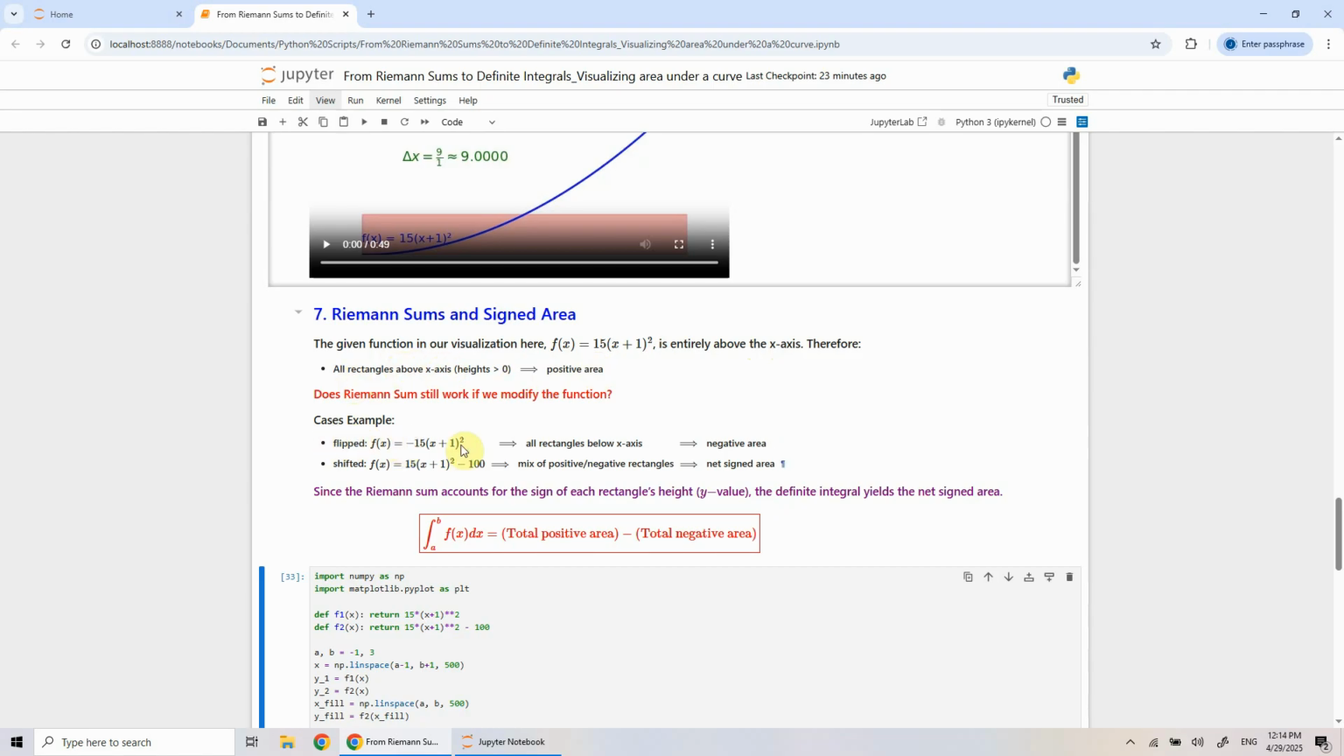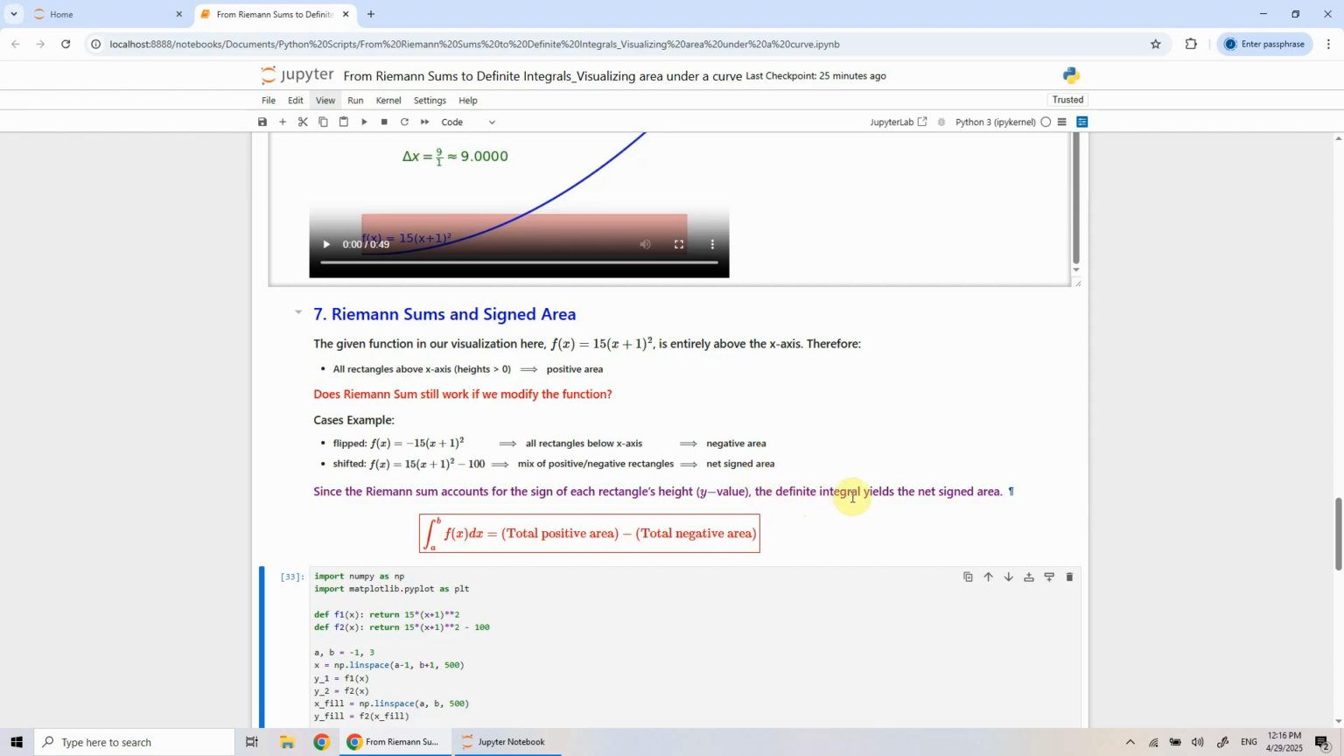Now, suppose we modify the function, like flipping it upside down, 15 to negative 15, or further shifting the graph down by 100 units. In the first case, all rectangles are below the x-axis. The total area is negative. And for this shifted case, the rectangles are partially above and partially below the x-axis, so we have a net signed area.